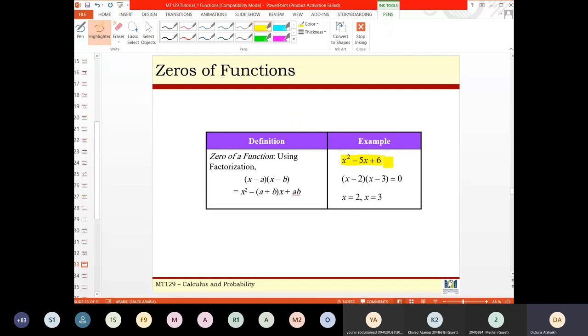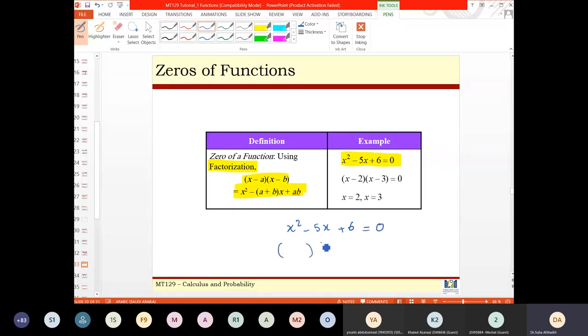This is what type of function? إيش هذه؟ Quadratic صح؟ Second degree equation. X squared minus 5x equal to 0. Whenever you are solving a quadratic function, we solve it by factorization, بالتحليل. This is how we factorize. Let me explain it for you in this example. I want to factorize x squared minus 5x plus 6 equal to 0.